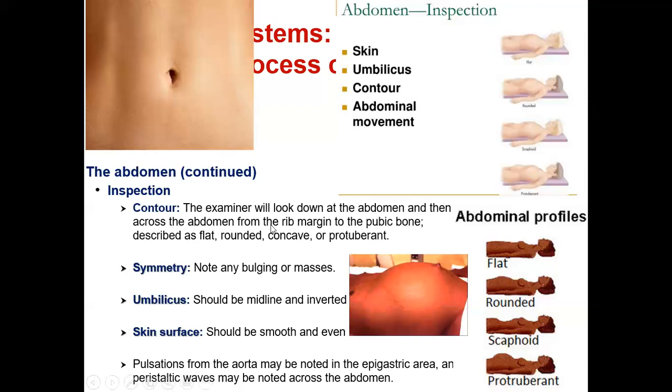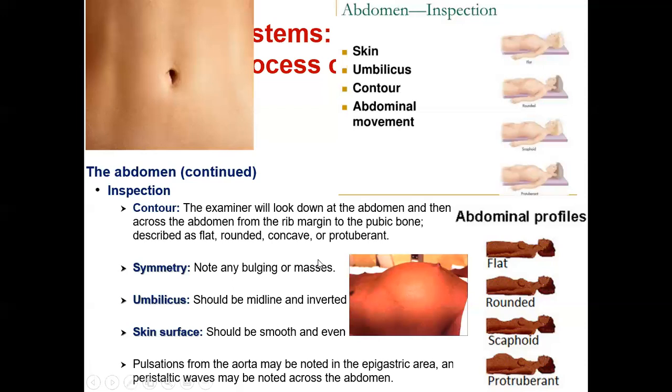Or it should be flat, rounded, concave, or protuberant. In this picture, we can see this abdomen is flat, this is rounded, this is scaphoid, and this is protuberant. If the abdomen is distended, distension can be measured using a measuring tape. And then symmetry, not any kind of bulging or mass.